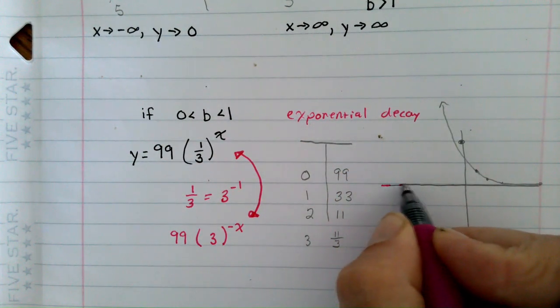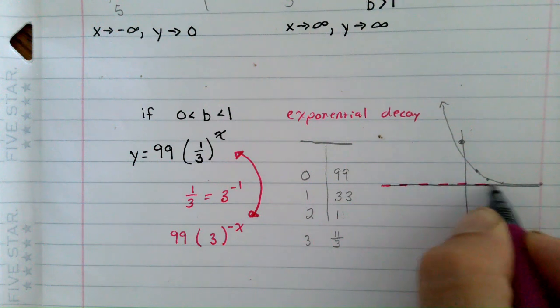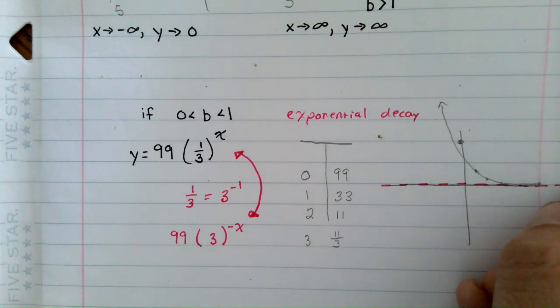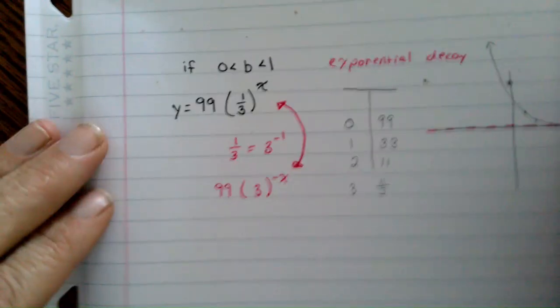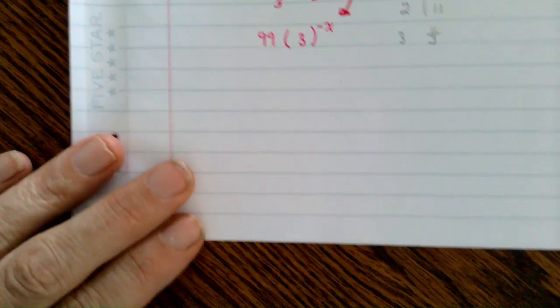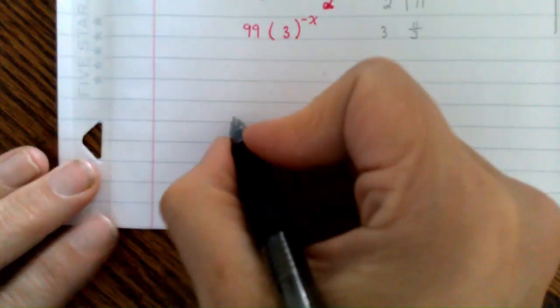Our horizontal asymptote is still at y equals 0. Part of that basic science principle of matter can neither be created nor destroyed. Okay. So, just a refresher and a connection.